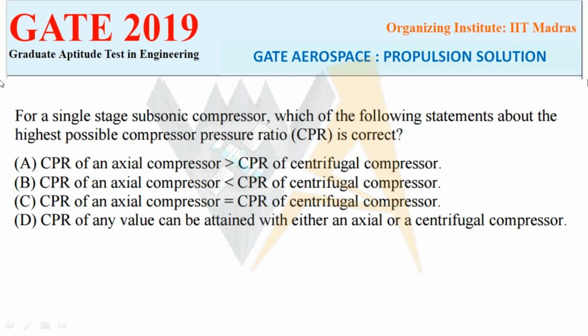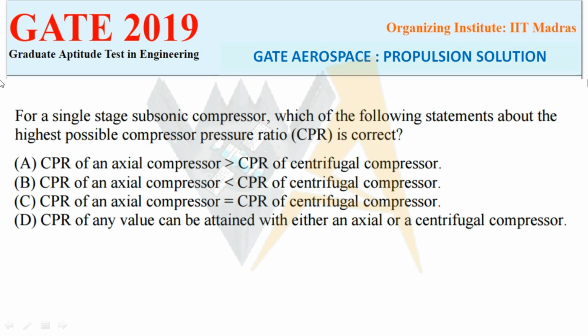Next comes: for a single stage subsonic compressor, which of the following statements about the highest possible compressor ratios is correct? There are 4 options. Option A, the compressor ratio of an axial compressor is greater than the centrifugal one. B, the axial compressor is less than the centrifugal compressor. Option C, the centrifugal compressor is equal to the axial compressor. And D, that CPR of any value can be attained with either an axial or a centrifugal.